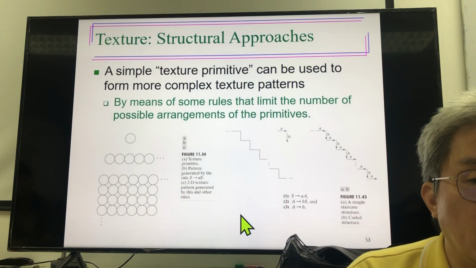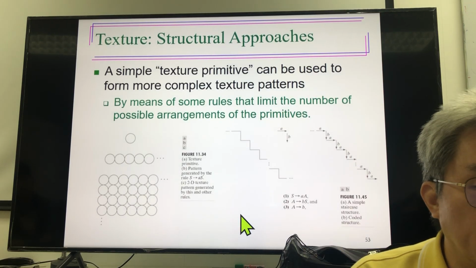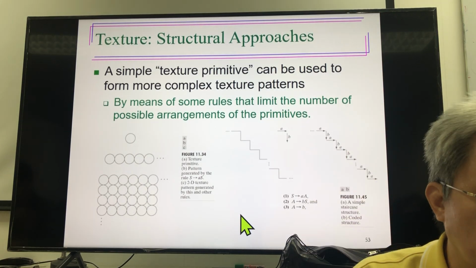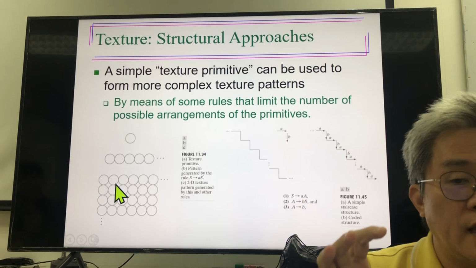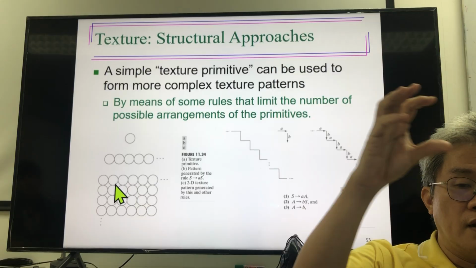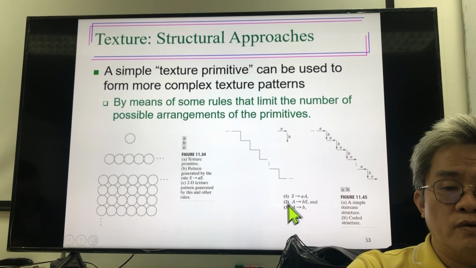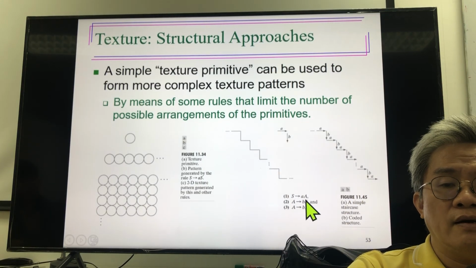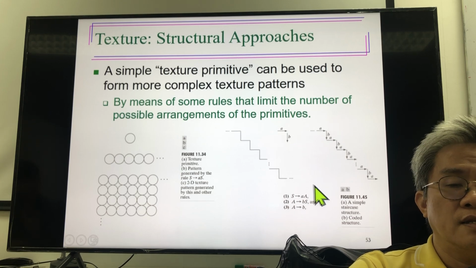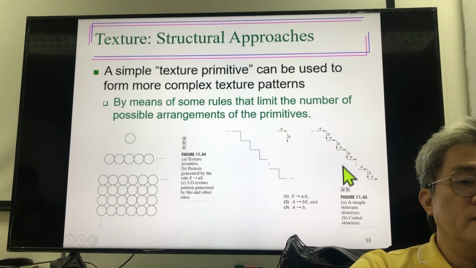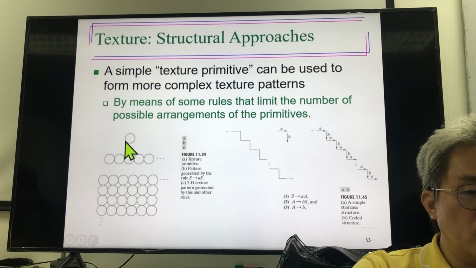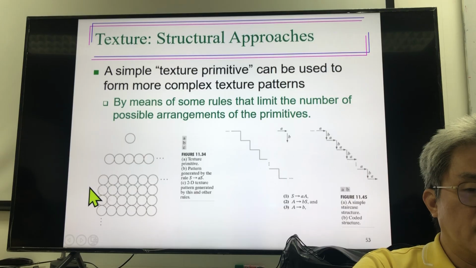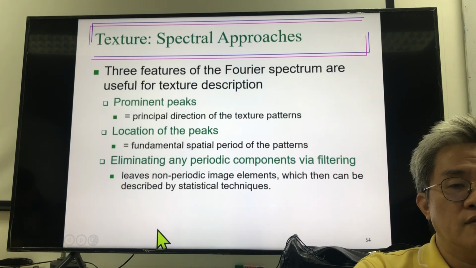The structural approach is a little bit complicated. You need programming to do it. You have to form the basic structure and then you connect them using these rules: S equals aS, and then A equals bS, and then repeat. To form the structure, you have to start with the primitive structure and then you connect them, put them together.